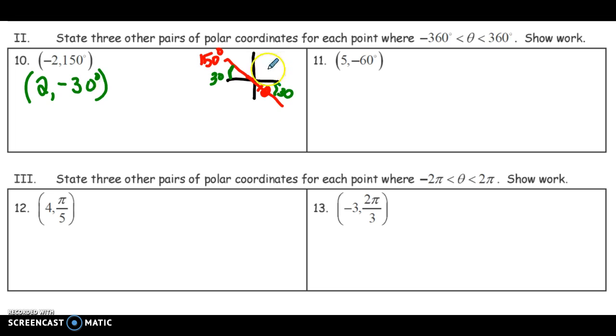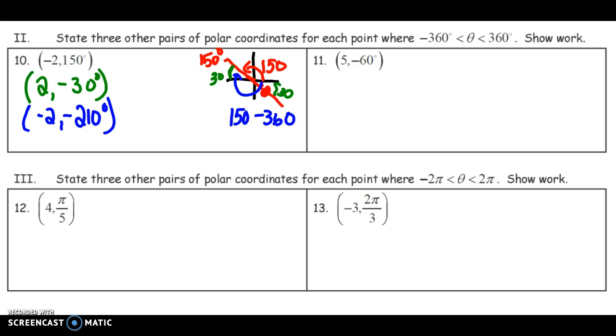Or 150 was here. What if we went clockwise to 150? What would this blue angle be? Well, if we are going the opposite way, 150 minus 360 gives us -210. So I could, still going back 2 because we're on the 150 line, go -210 degrees.